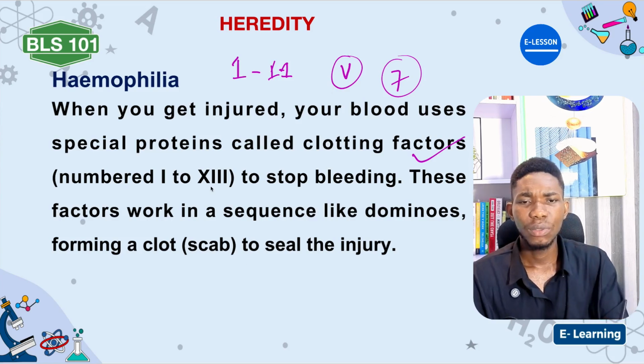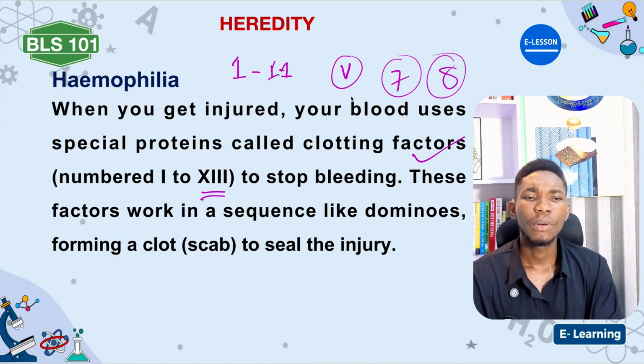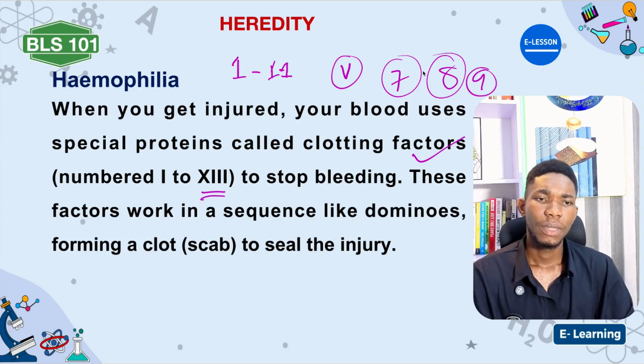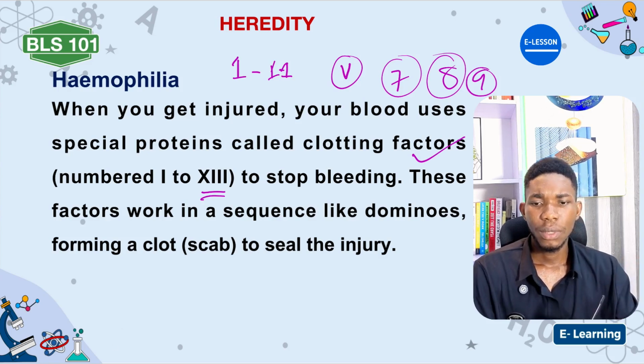Did I say up to 8? XIII. That is 13. Not 8. 8 is VIII. This is 13. They are numbered from number 1 to 13. So if 8 has an issue, there's a problem. If 9 has an issue, there's a what? A problem. All 13 of them must work in order for us to have the clots that will actually prevent bleeding. Are you getting it? So that is that.